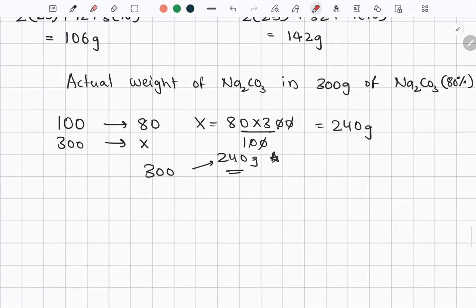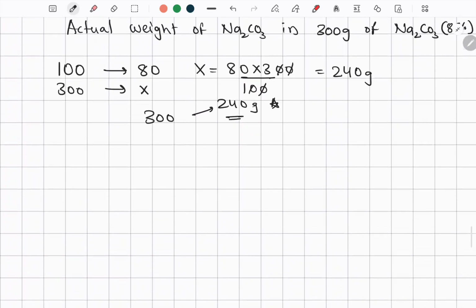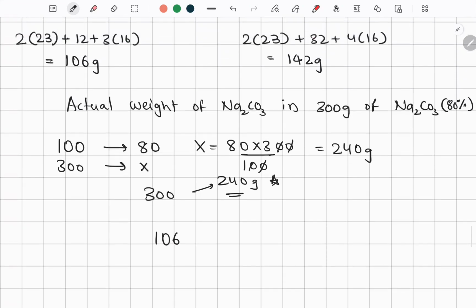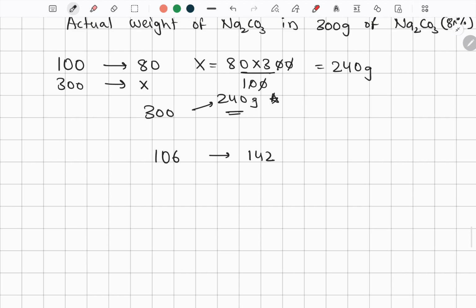How are we going to use the unitary method? It's very simple, sir. From the reaction, if 106 gram of Na2CO3 is giving you 142 gram of Na2SO4, then 240 gram of Na2CO3 will give you X gram of Na2SO4. So let's do it. 106 gram of Na2CO3 gives 142 gram of Na2SO4. Therefore, 240 gram of Na2CO3 will give you X gram of Na2SO4.